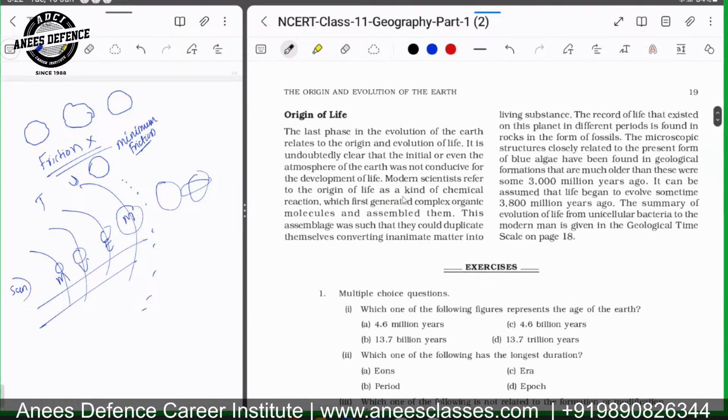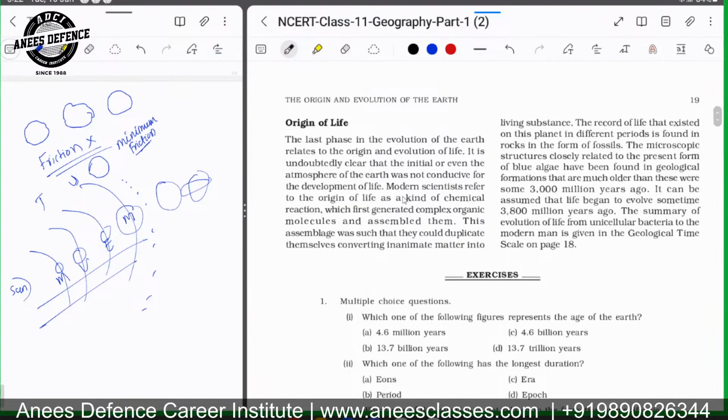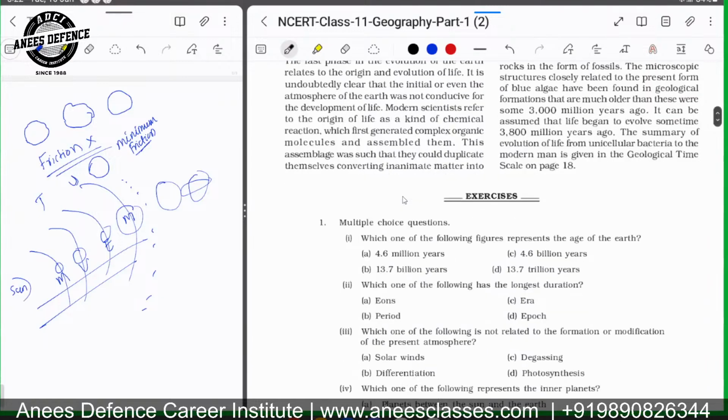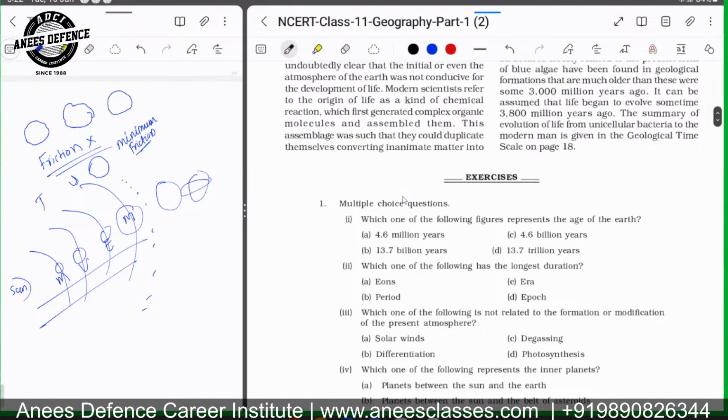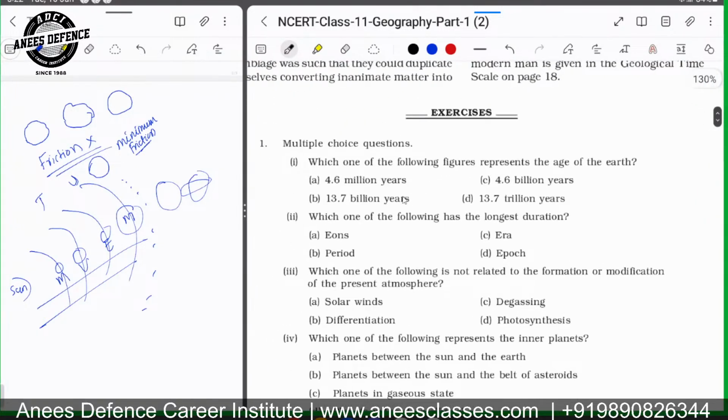Origin of life. The last phase in the evolution of Earth relates to the origin and evolution of life. You know all about survival of the fittest and the theories, all of that. So can you answer this? Which of the following figures represent the age of the Earth? This is not the age of Earth, right? It's not in trillions. This is not the age, and this is also not the age. So 4.6 billion years ago, you see the formation of Earth.